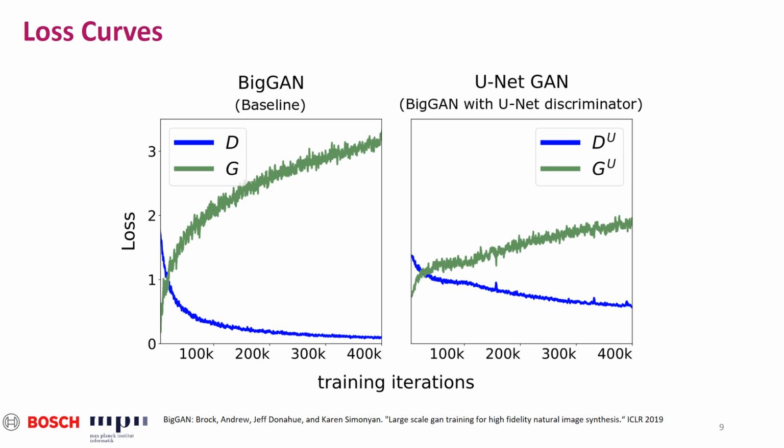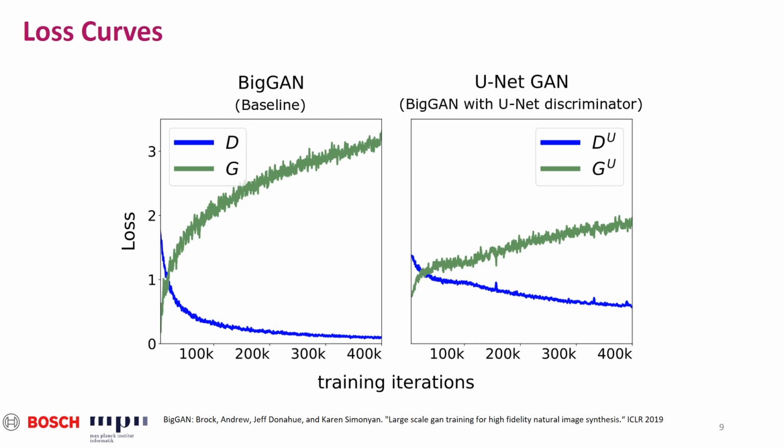On the left, you see the generator and discriminator loss of our baseline, and on the right, you see the losses after we modified the discriminator into a U-Net shape. A problem that we see in GANs is that if the discriminator loss drops too low, it does not produce useful gradients for the generator anymore. The discriminator loss is low when the discriminator can almost perfectly distinguish real and fake images.